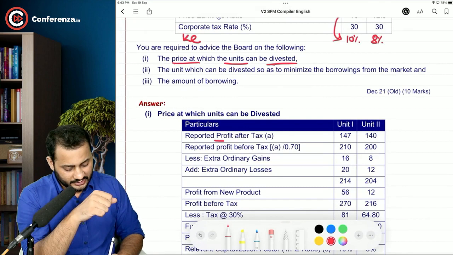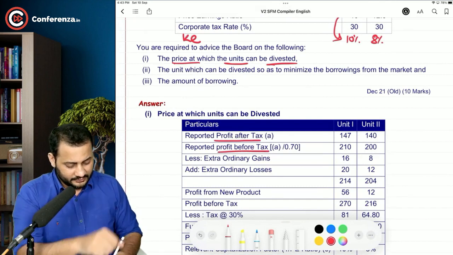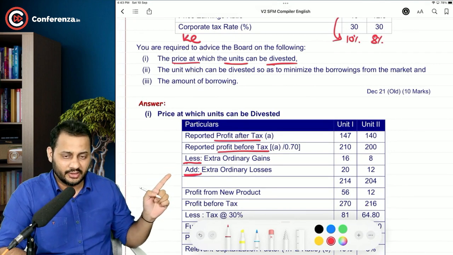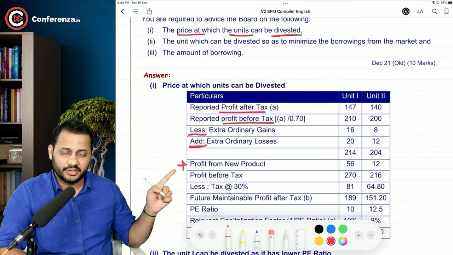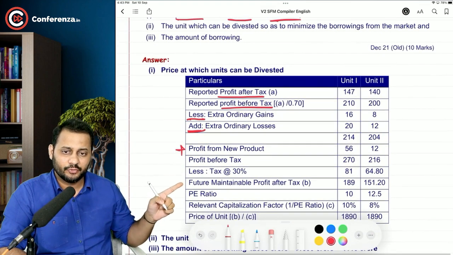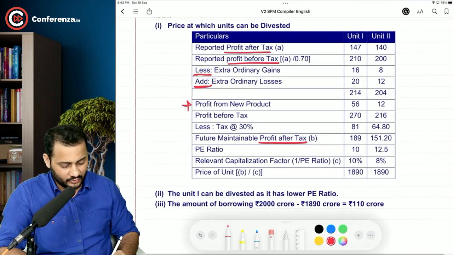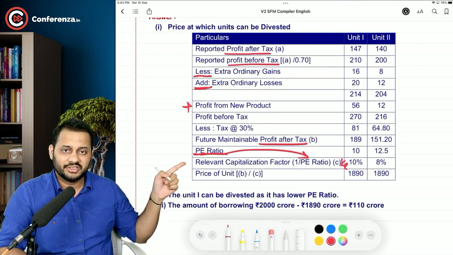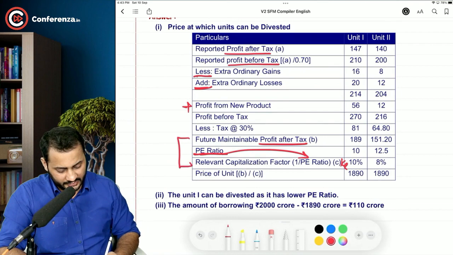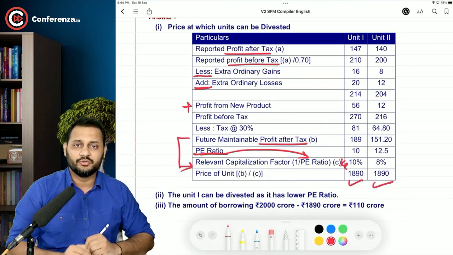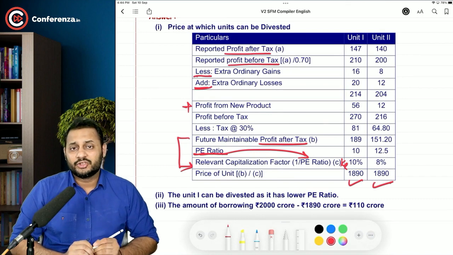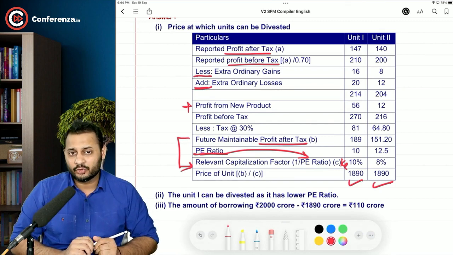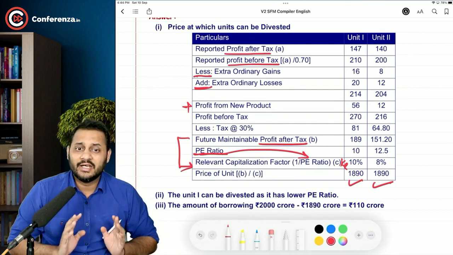Have a look. See, this is profit after tax converted to profit before tax, deducting the extraordinary gains, adding back the extraordinary losses, adding profit from the new product. This is the new profit before tax, less tax, future maintainable profit after tax, right? Now, this is the P ratio, but 1 by P ratio will give you the cost of equity. This is the capitalization factor. So this future maintainable profit and the capitalization factor will give you the price of each unit, which will be 1890 crore. Fortunately, unfortunately, both the units are still priced at the same value, that is 1890 crore. You can sell off any of the units and you will get 1890 crore.